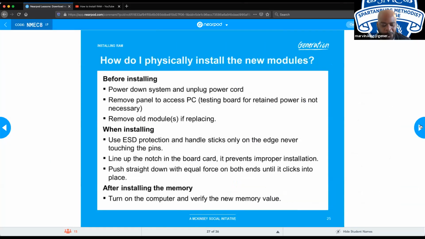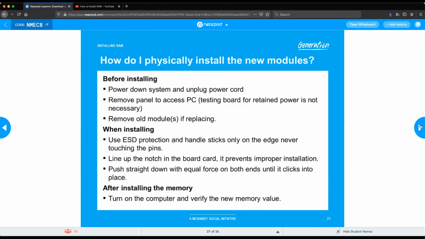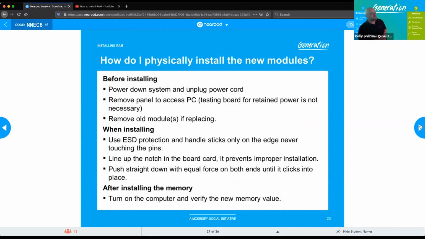All right. How do I physically install memory modules? We have to keep rehashing this. What's the first thing you do when you turn off a computer? What's the first thing you do before you open a computer up? Unplug it, turn it off, unplug it, and then you hold the power button for 5 seconds to release the charge. Beautiful. Absolutely correct.